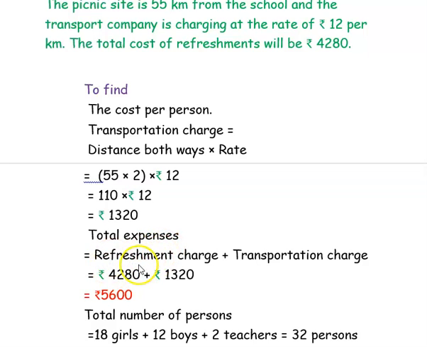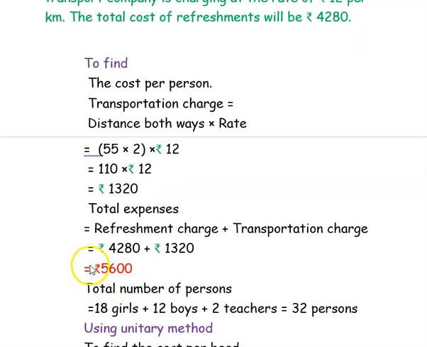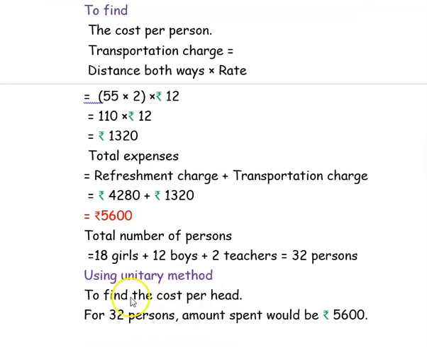So the total expenses is equal to the refreshment charge plus the transportation charge. The refreshment charge they have given is 4280, plus the transportation charge is 1320. If you add this, the total amount will be rupees 5600. Okay, so now we have found the total amount. Now we will find the total number of persons going for the picnic. We know that it's 18 girls plus 12 boys and their 2 teachers are going along with them. So 18 plus 12 plus 2, it will be 32 persons.